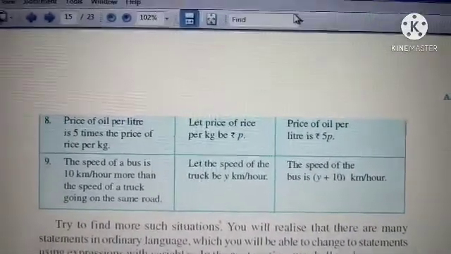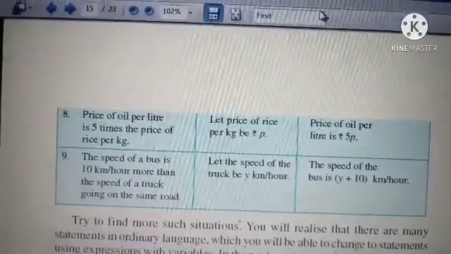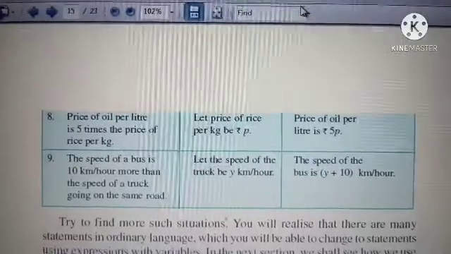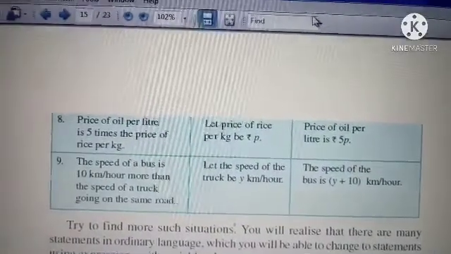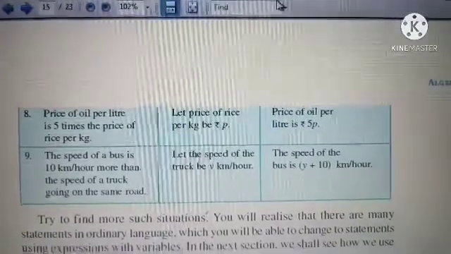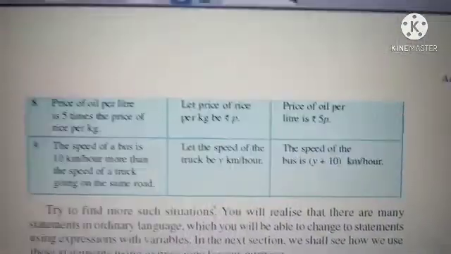So in today's class we have discussed exercise 11.3, children. In that, I have given the third problem D subdivision, and the fourth problem G and H subdivisions as homework. I hope you all understood, children. Thank you.